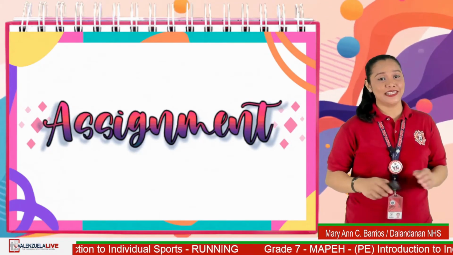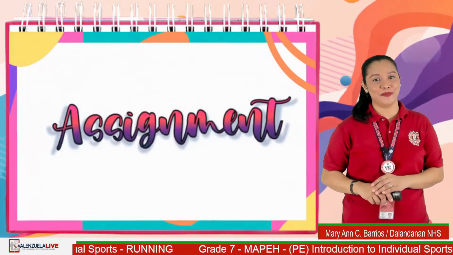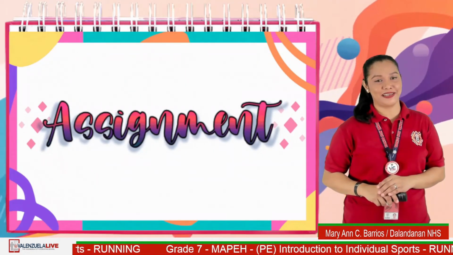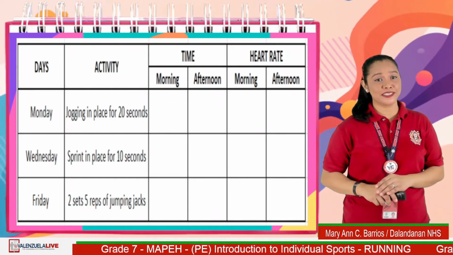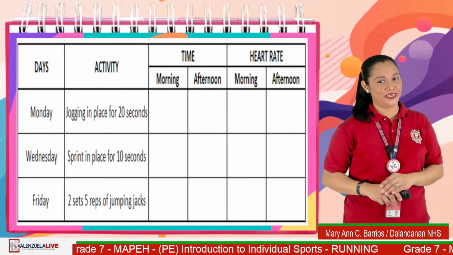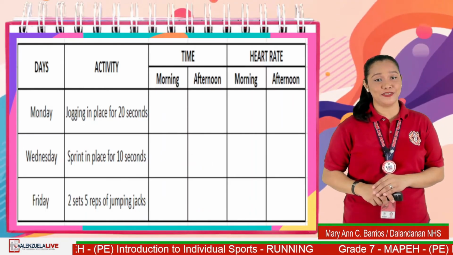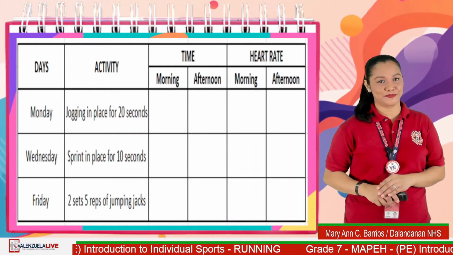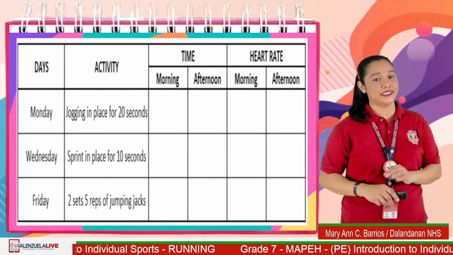For the assignment, let us practice what you have learned today by answering the activity log, page 36 of your learning packet. In this activity, you will monitor the progress of your running skill for 1 week. Perform a warm-up exercise before doing the activity and cool down after. Execute the recommended running activity for 3 days.